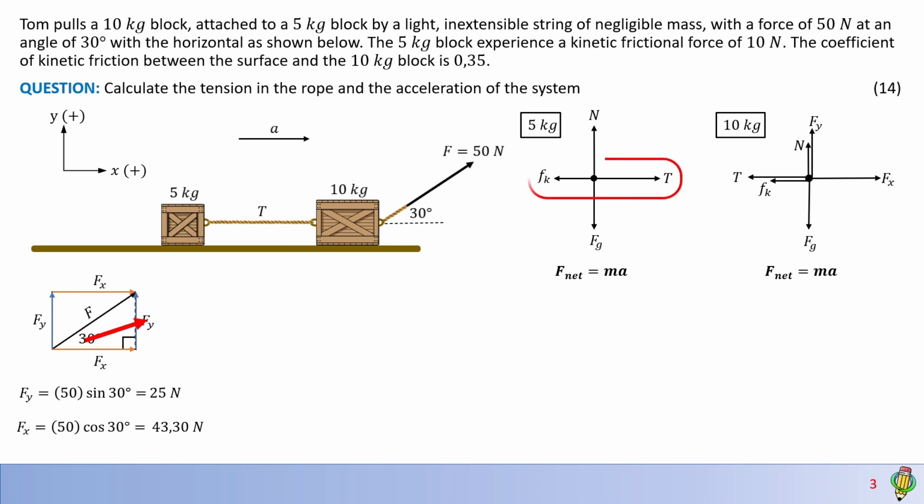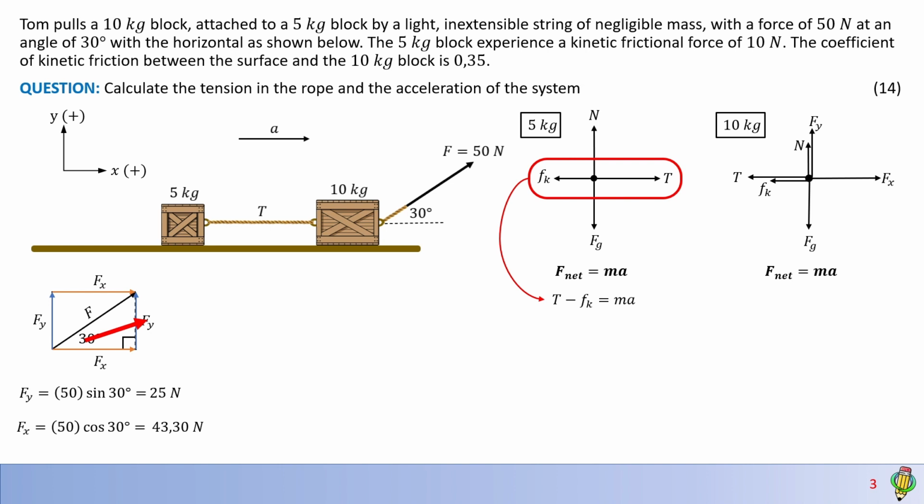I'm going to look at the forces that are in the direction of acceleration that are causing motion. And then I'm going to take tension as positive because it is going in the direction of acceleration for the 5 kg block. And then I'm going to minus Fk, which is going opposite the direction of acceleration. This is all equal to ma.